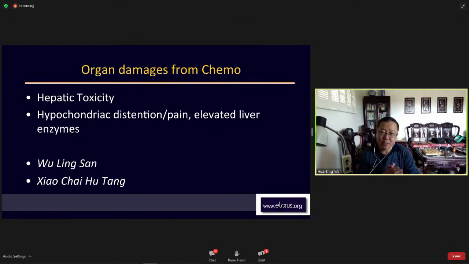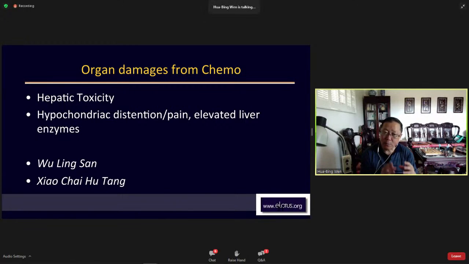So for liver damage, hepatic toxicity, this pair is not the common pair, but it is a very good combo. You need to use them together: 小柴胡汤 plus 五苓散 to protect and improve liver function. We use this combo a lot for other conditions like fatty liver disease, people with chronic hepatitis, and even high cholesterol.